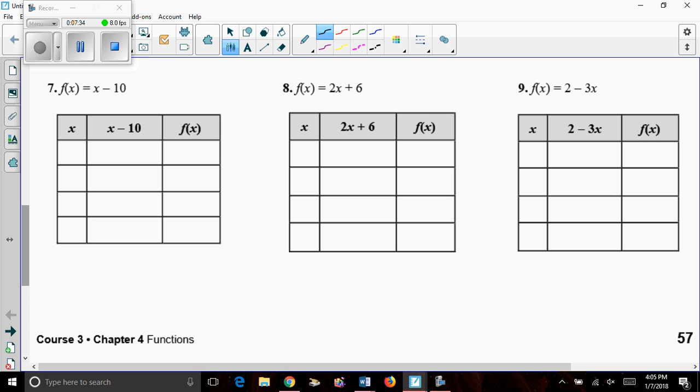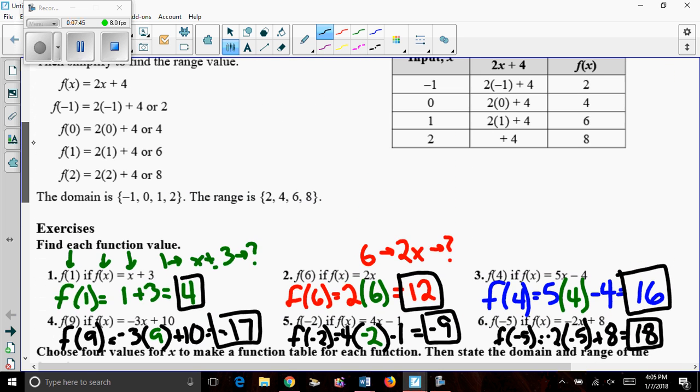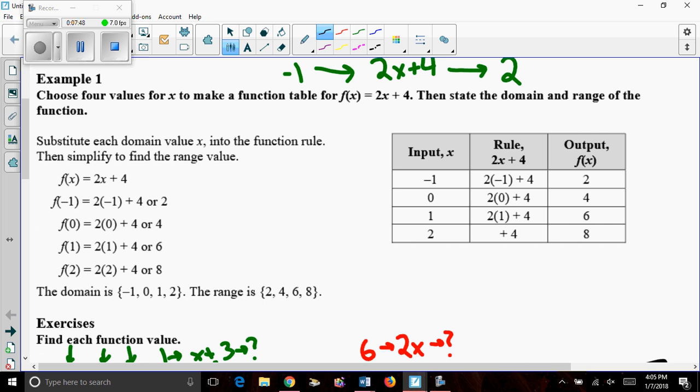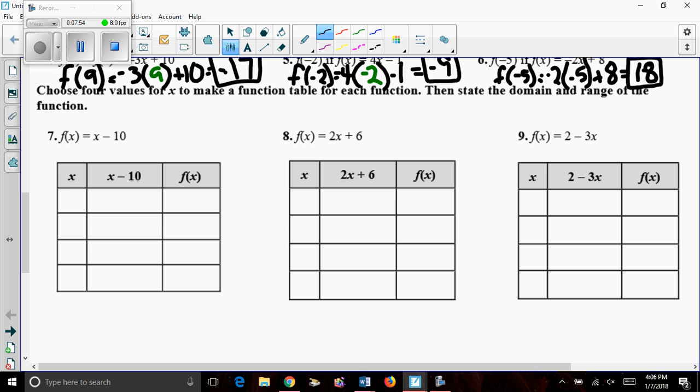Now, one of the things not listed here is, what numbers am I going to use for x? I'm going to tell you honestly, you can use whatever numbers you want in that x column. I'm just going to copy what they did above. And for each of these tables, I'm going to plug in the following numbers: -1, 0, 1, and 2. And I'm going to use that as the x in every single one of these problems.